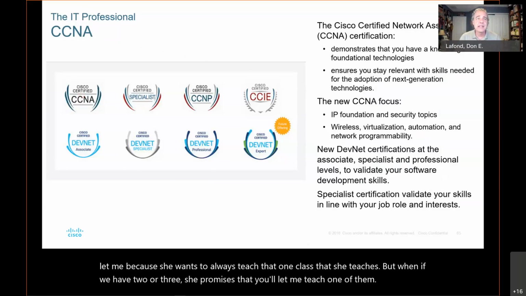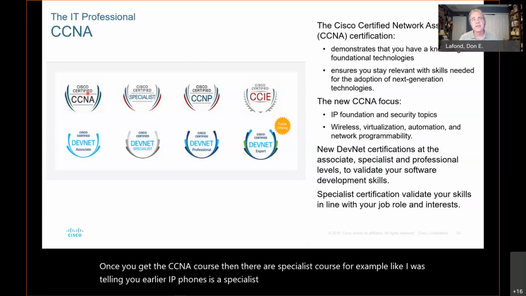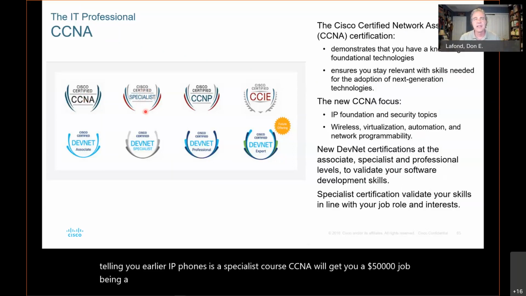Once you get the CCNA course, then there are specialist courses. For example, like I was telling you earlier, IP phones is a specialist course. CCNA will get you a $50,000 job. Being a specialist, depending on the specialty and the need in your area, will get you $20,000 more. So this is a $70,000 job.